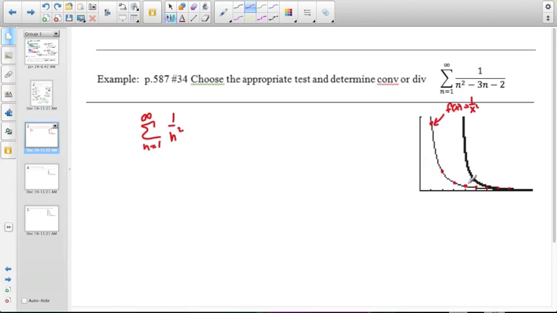And so if those are the terms of 1 over n squared, then this function over here is the actual series. So this function is, well, I'll use function notation again. So let's use g of x for this one. So this is 1 over x squared minus 3x minus 2.